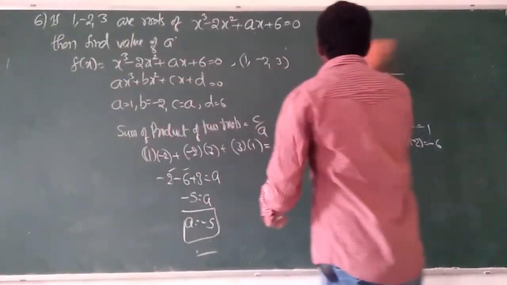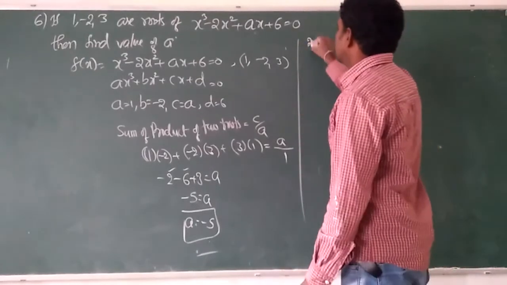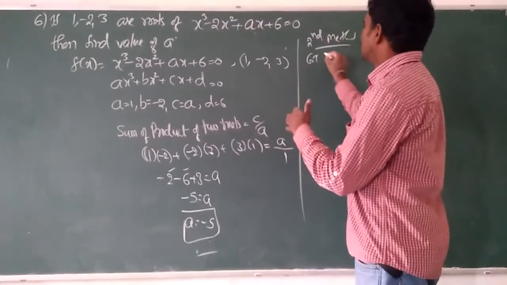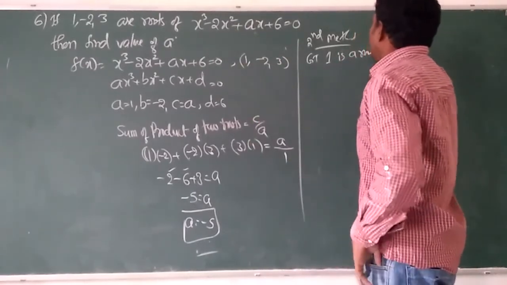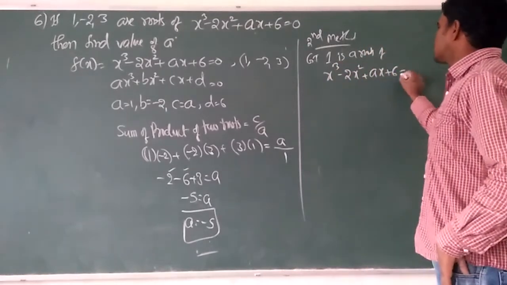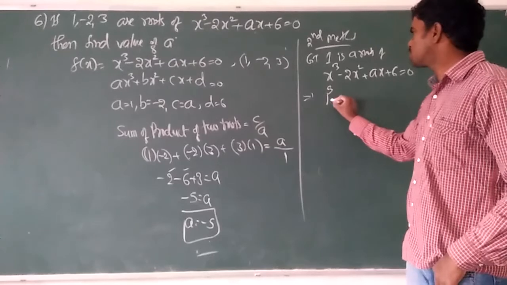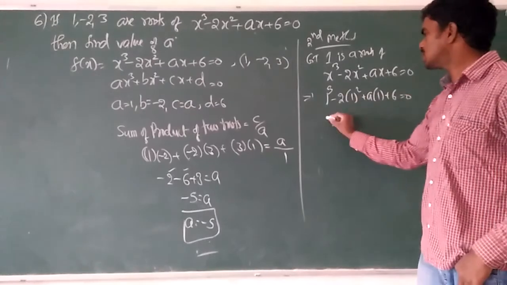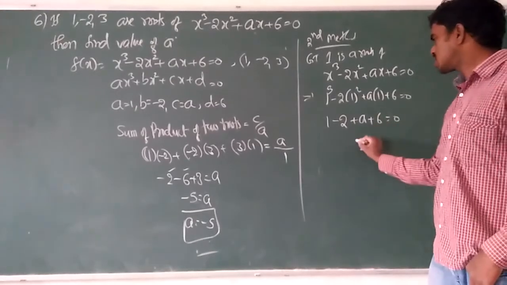But if you know this, other than this also we can solve. Here I am going to explain the second method, because we can simply find the a value. See, given that 1, I am taking only one element. 1 is a root of x cube minus 2x square plus ax plus 6 is equal to 0. If 1 is a root of this equation, then 1 must satisfy this equation. That becomes 1 cube minus 2 into 1 square plus a into 1 plus 6 is equal to 0. Now 1 cube means 1. 1 square means 1, into 2, plus a into 1 is a, plus 6 is equal to 0.